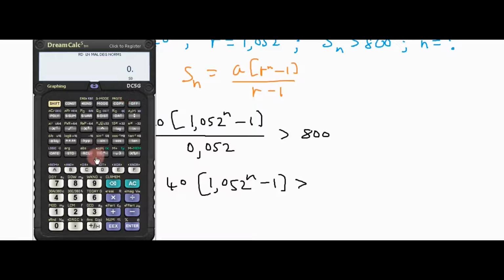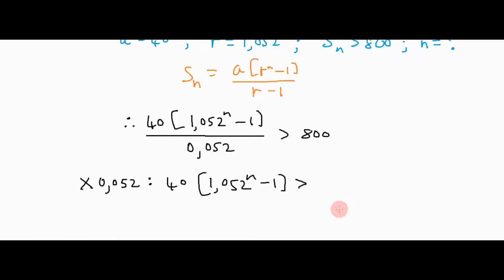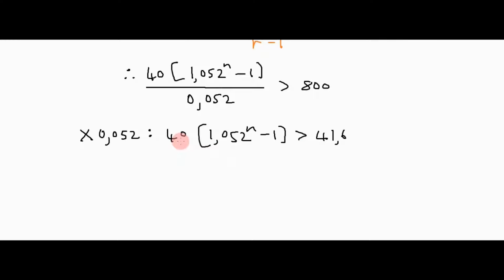So 800 times 0.052 is 41,6. So 41,6. We want to isolate n on the left hand side. So we're also going to divide the 40 into the right hand side. And I'm going to leave this as a fraction for now. Now we can take the negative 1 over.